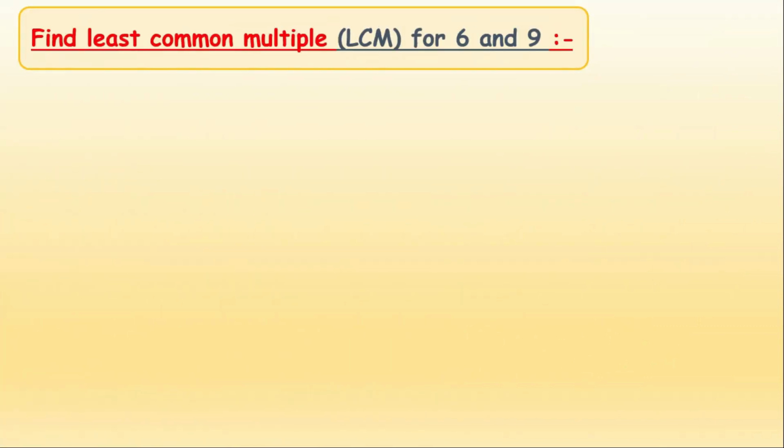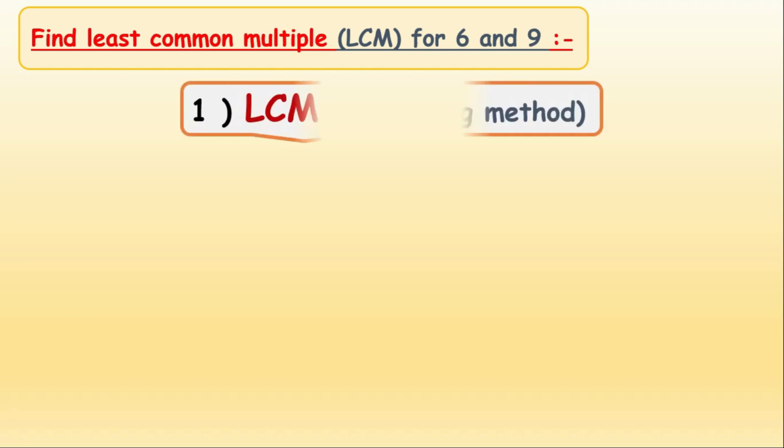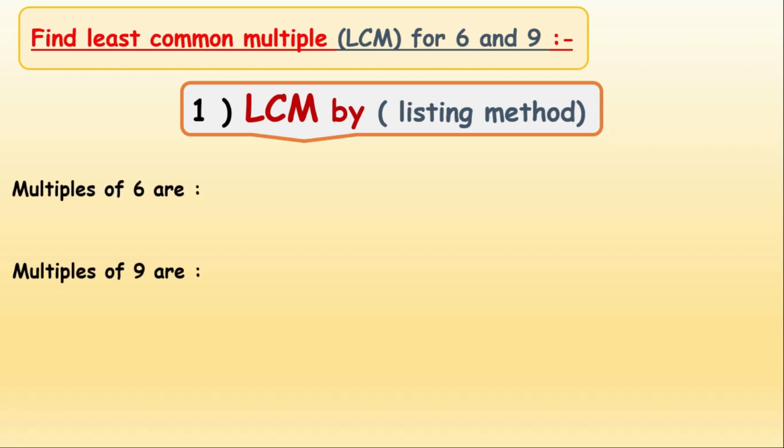Now let's learn how to find the least common multiple, LCM, for any two numbers like 6 and 9 using two methods. The first one, the listing method. هنستعمل أول طريقة دلوقتي to find LCM by finding multiples of each number. The first number we have is 6. Find the multiples of 6.